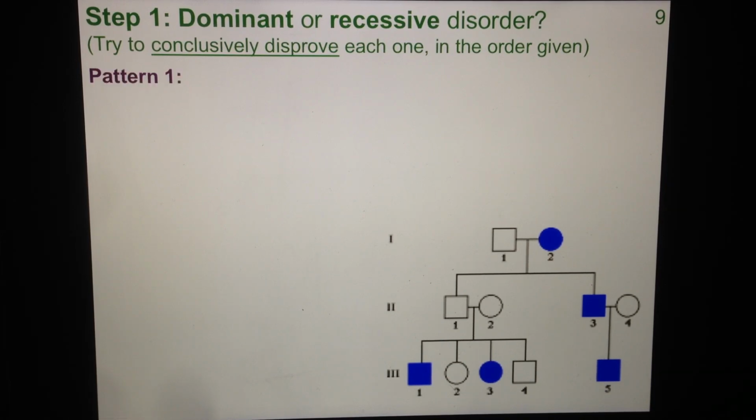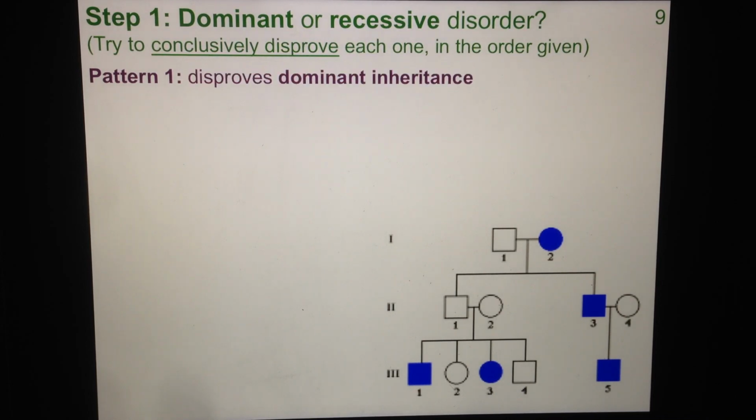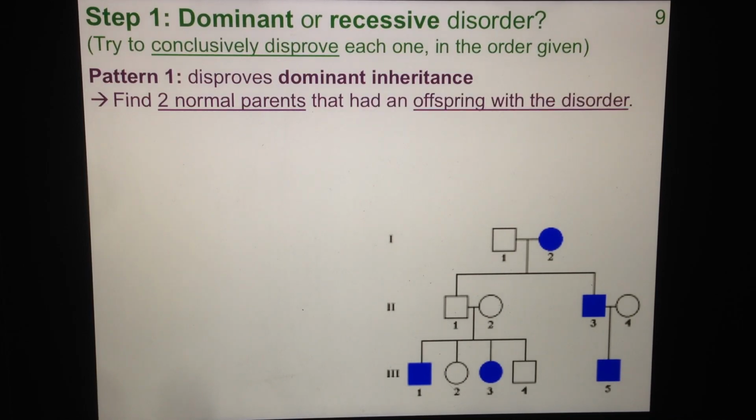So we can do that using pattern 1, okay? So if you find pattern 1 in the tree in any place, right, then you can be sure that it's not a dominant disorder, all right? So pattern 1 is this. If you can find 2 normal parents that have an offspring that has the disorder, okay? For example, right here, you see 2 normal parents, because it's not shaded in, and at least one of the offspring has the disorder, then you found pattern 1 and you've disproven dominant inheritance, so you can move on.